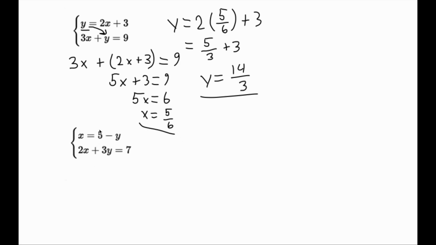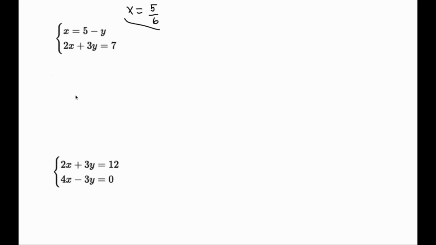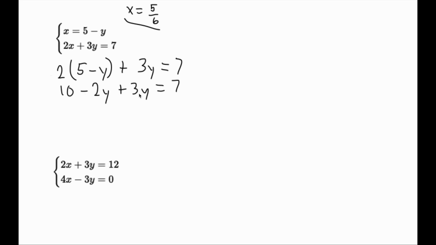Now we're going to go to this next one, and we see that this one is very similar. We already have a variable equal to an expression, so we can just plug this x in right there. So now we go 2 times (5 minus y) plus 3y equals 7. Now distribute this out: 10 minus 2y plus 3y equals 7. Combine like terms: 10 plus y equals 7. Now subtract the 10 over. We get y equals negative 3, so that works out as multiplying by negative 1 where needed.